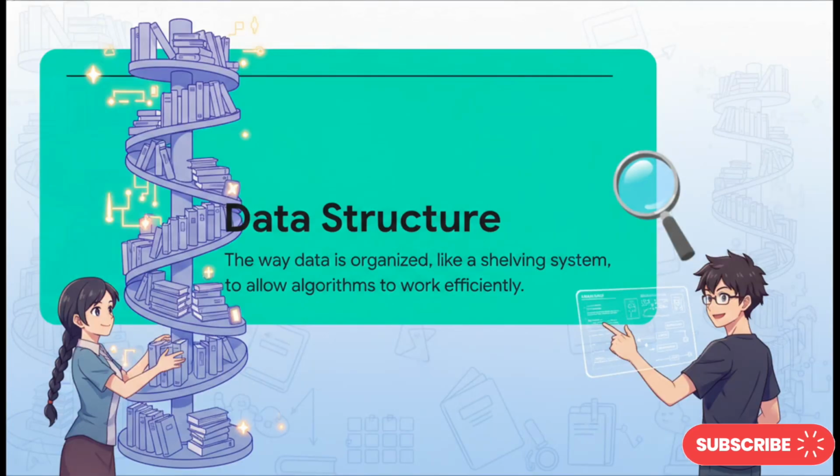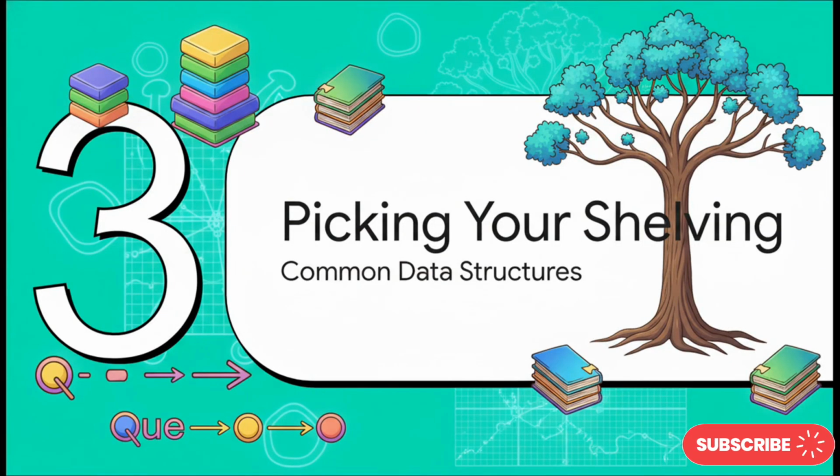Okay, so we have our recipe. Now we need a place to put all our books. This is a data structure. It's literally just the way we decide to organize or structure our data. And the kind of bookshelf you pick completely changes how well your recipe, your algorithm, is going to work. And this is where it gets super interesting, because there isn't just one type of bookshelf. Oh no, there are a ton of them, and each one has its own unique strengths and weaknesses. So let's check out a few of the most common ones.